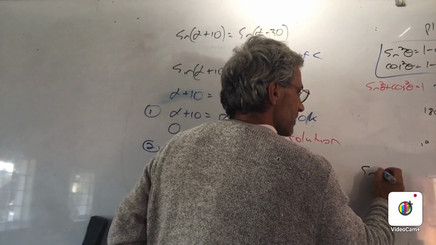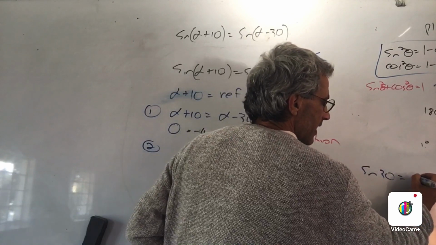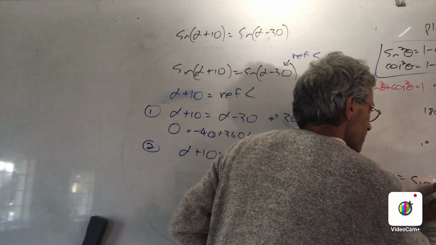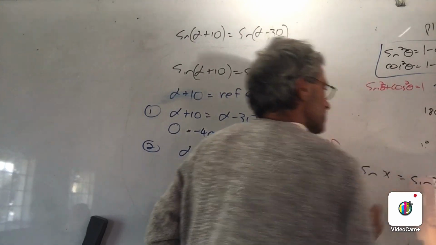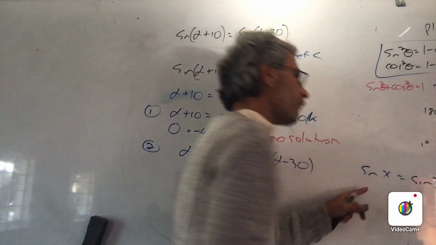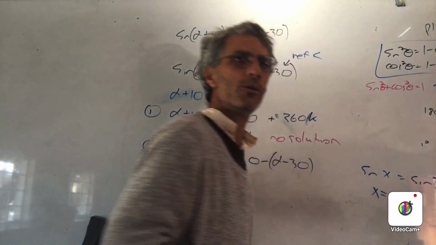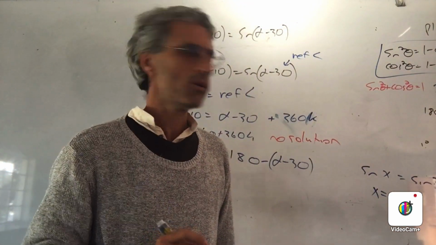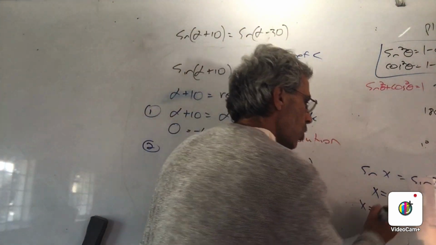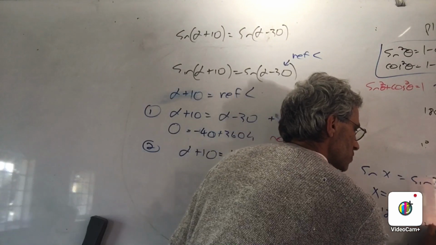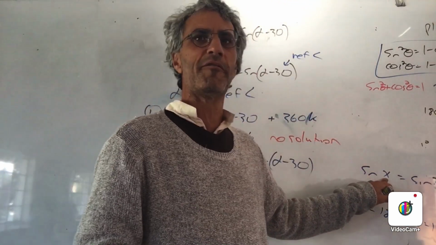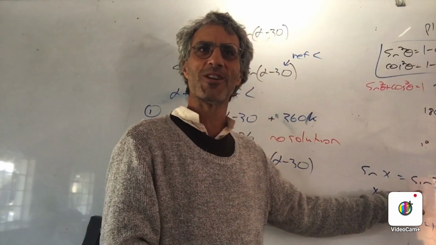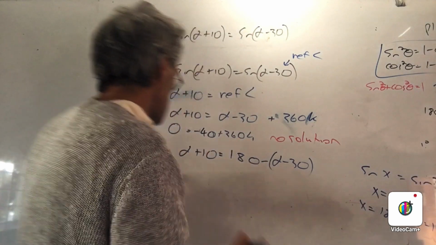I know you guys are a bit lost. If I have sine x equals sine 30, what's the obvious solution? X equals 30. That's one obvious solution, but there's another. X can also be equal to 180 minus 30, which is 150. If you plug in 150, sine 150 is the same as sine 30, right? So you've got the second solution, and that's the one that's going to work here.